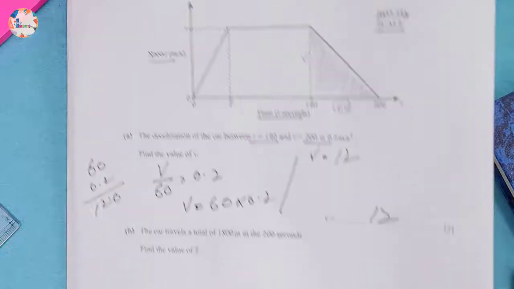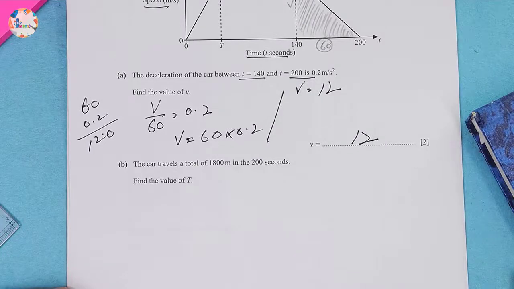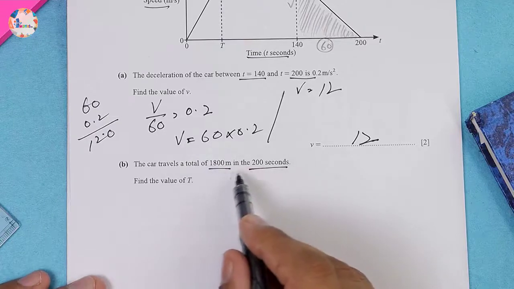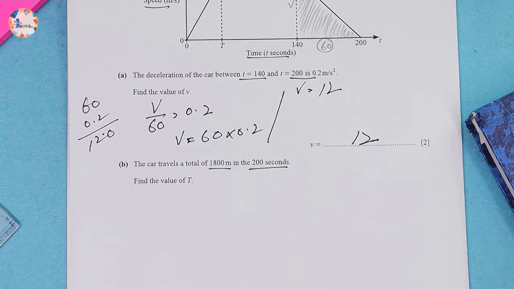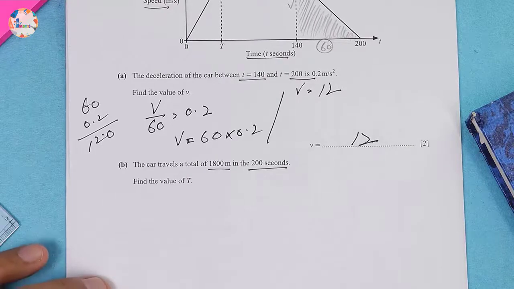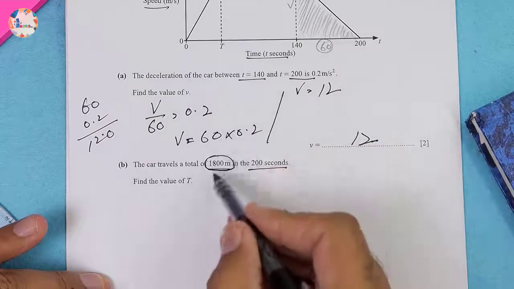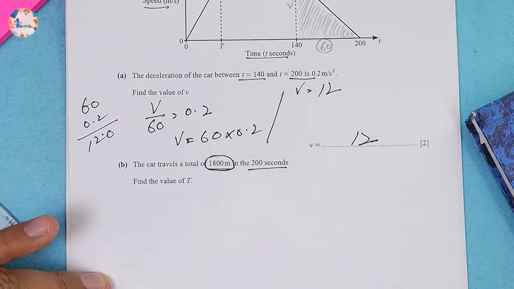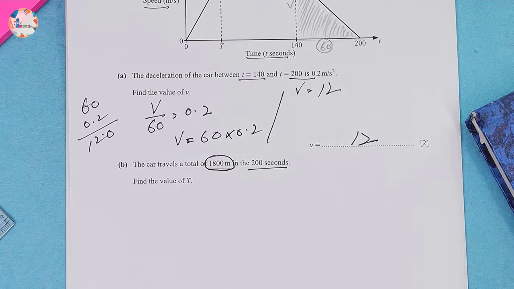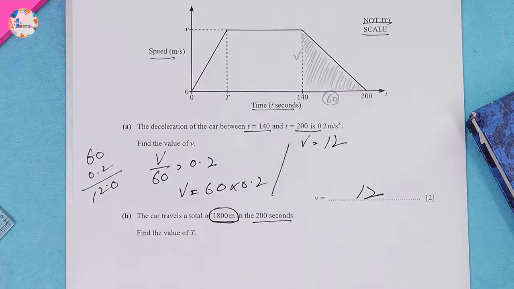Then the car travels a total of 1800 meters in 200 seconds. Find the value of t. So we have to find the value of t. The car travels a total of 1800 meters in 200 seconds. So we will be checking the area. The area under the graph will be equal to this distance, which is provided as 1800. Now we can check the area of different shapes. There are three shapes.